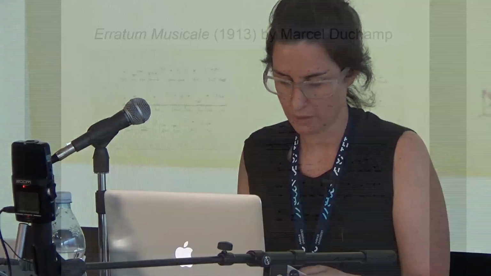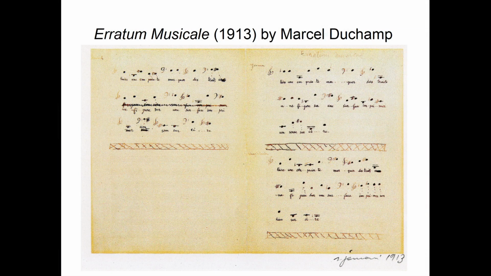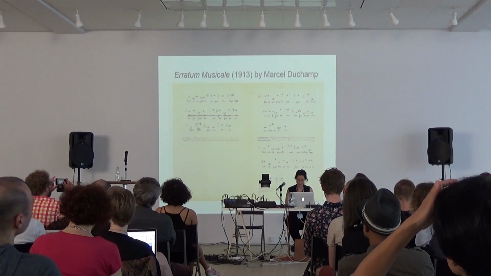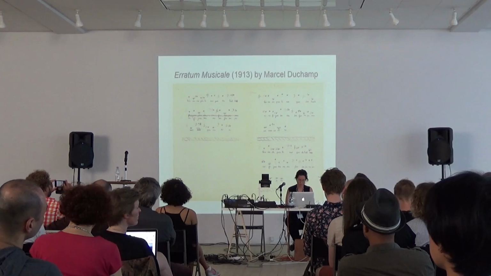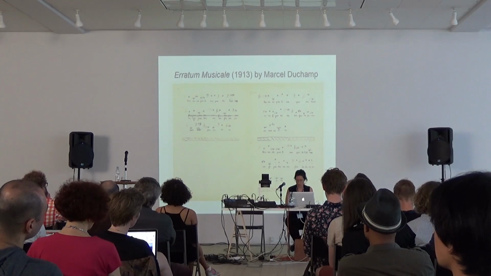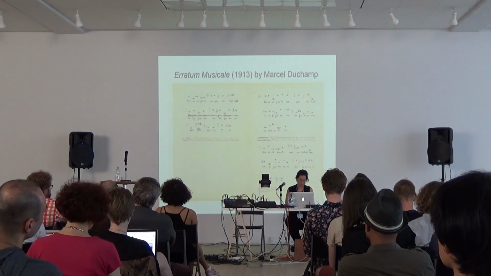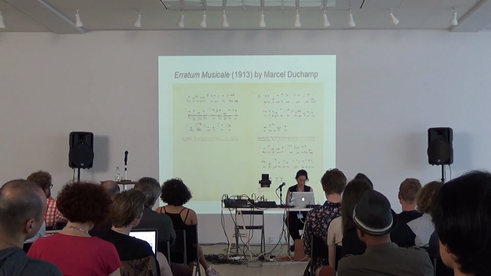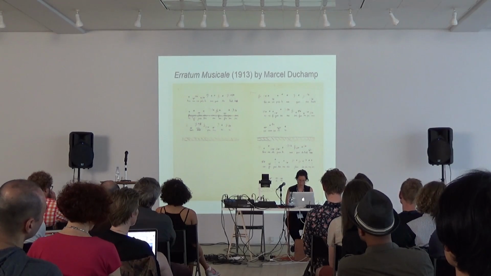Duchamp wrote Erratum Musical for three voices, his two sisters and himself, entitling each part after their names, Yvonne, Magdeleine, Marcel. The three voices are written out separately, and there is no indication whether they should be performed individually or together as a trio. In composing this piece, Duchamp made three sets of 25 cards, one for each voice, with a single note per card. Each set of cards was then mixed in a hat. Then he drew the cards one at a time and wrote down the series of notes in the order in which they were drawn.